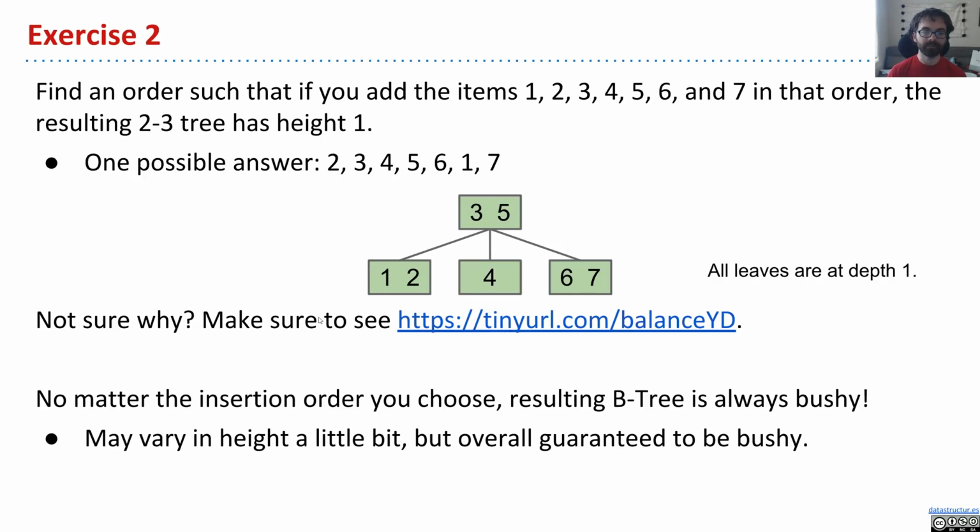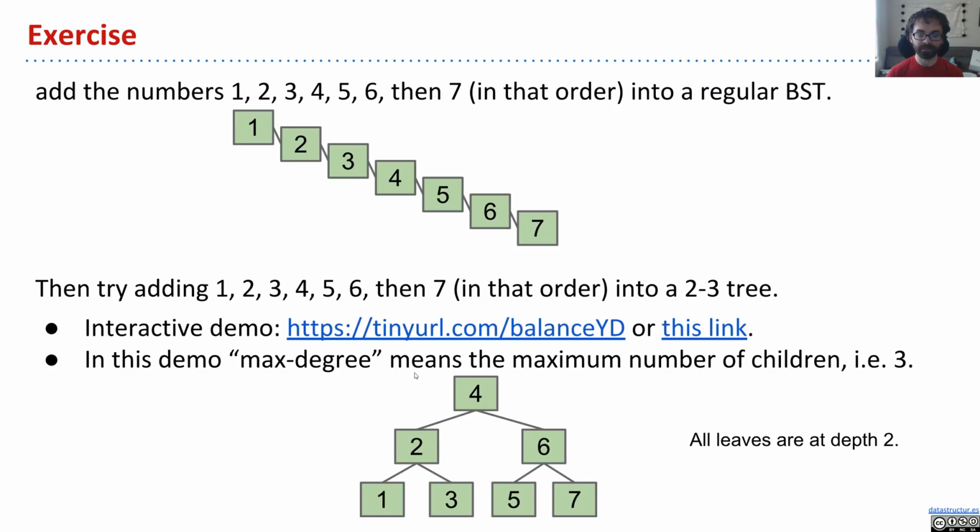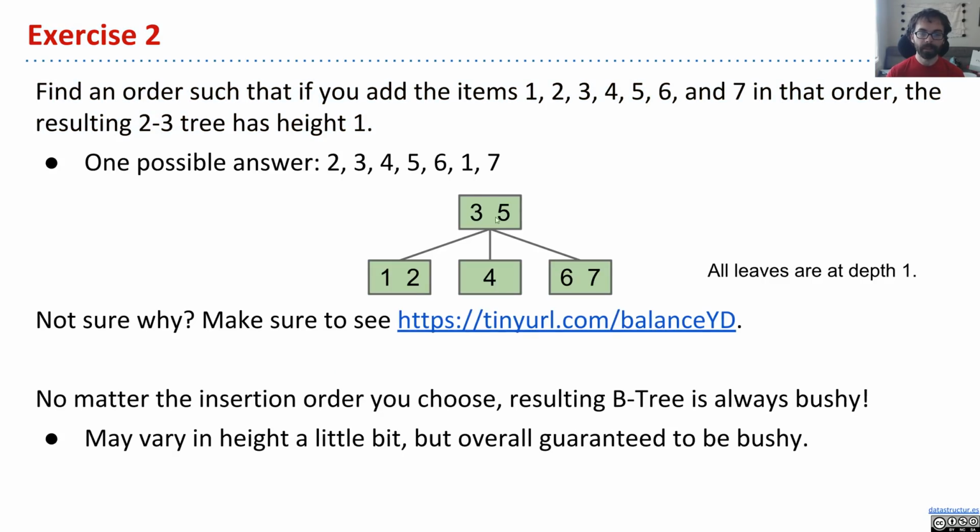So what we've seen here is 2 different orders. This first order we showed is actually the worst case order. This is a height 2 tree. That is the worst possible situation for a 2-3 tree. And here we have the best case, height 1. Now it turns out that no matter what order you pick, you will always get a bushy B tree. That's absolutely guaranteed. It might vary in height a little bit, as we just saw. This is height 1, the other one was height 2, but overall it's guaranteed to be bushy.